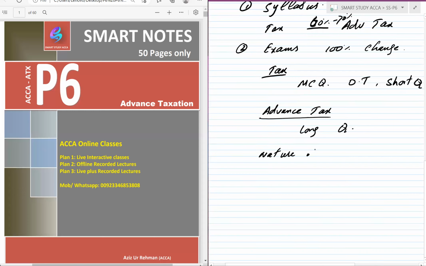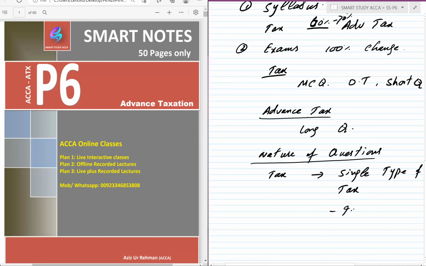As far as the nature of questions is concerned, in the initial taxation paper, a question was focused on a single type of tax. For example, a question could be on income tax, capital gains tax, or value added tax. The main focus of the question was only one type of tax. But in the advanced taxation paper, there will be multiple types of tax in the same question.